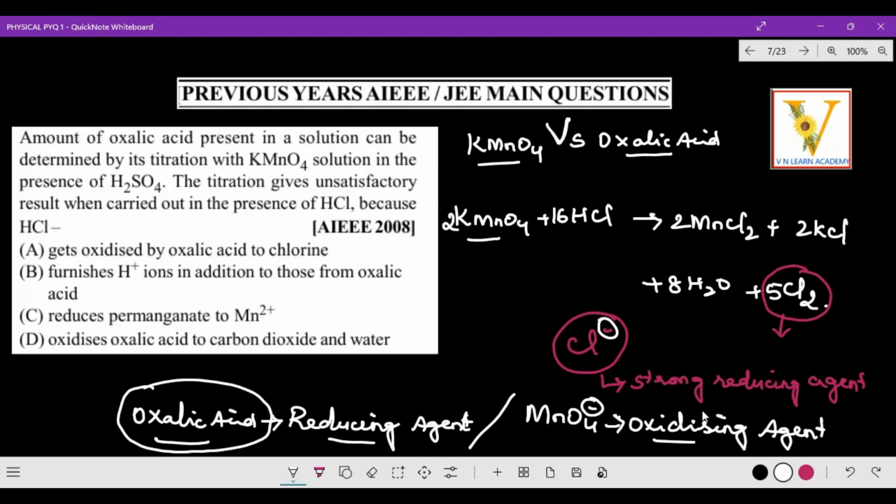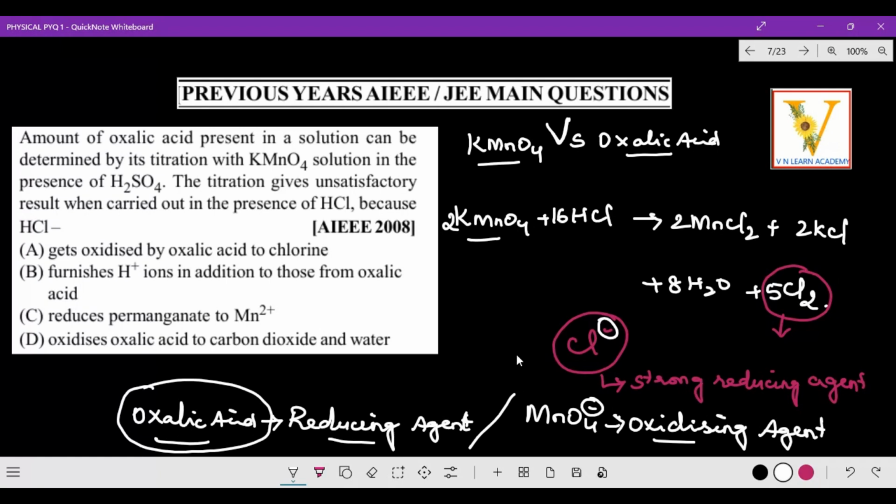So the strong reducing agent will react with the MnO4 minus ion, and it will be reduced to Mn2 plus ion. KMnO4 is a self indicator. Now when you are adding Cl minus ion, it will become colorless, so you cannot find the end point. That is one point. And the second point, you cannot identify the strength of oxalic acid. That means you will get an unsatisfactory result, the proper result you will not get. That is the second point.